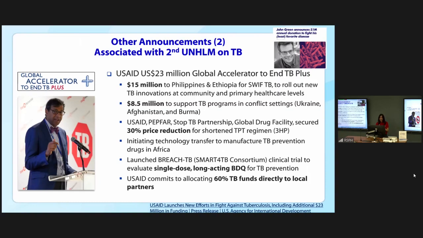And then supporting TB in conflict settings. I mentioned Ukraine, but also Afghanistan and Burma. We're going to go into more specifics on negotiated price reductions.